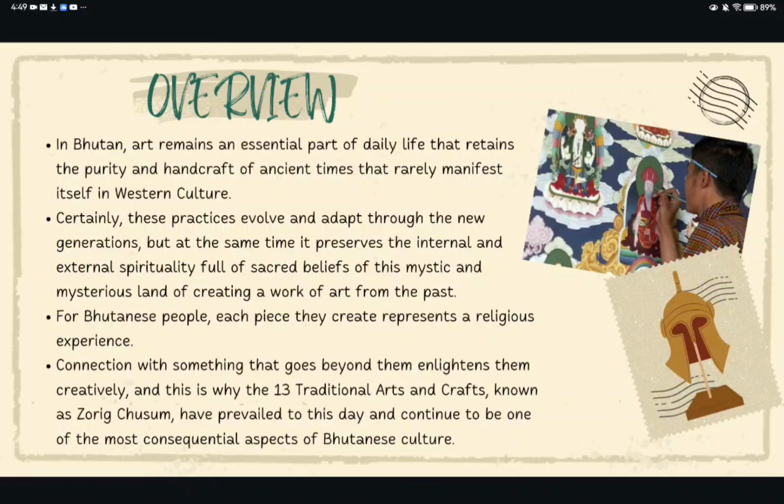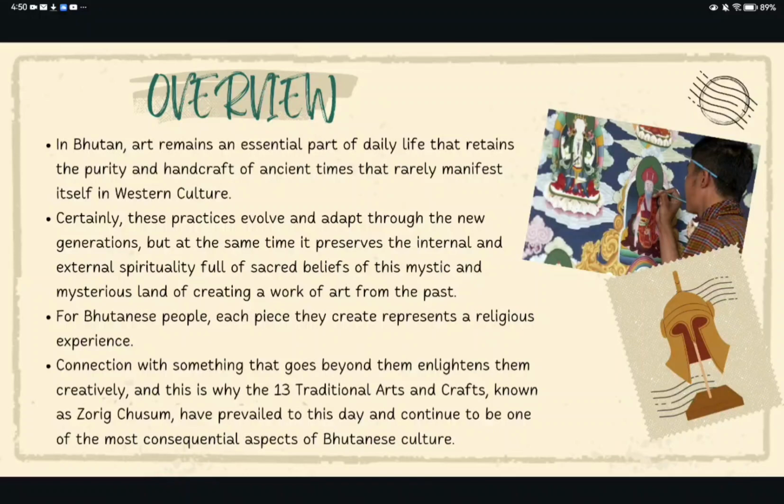Certainly, these practices evolve and adapt through the new generations. As new generations come, they need to adapt new ways or new techniques in making art because they have to adapt to constant changes in the world.